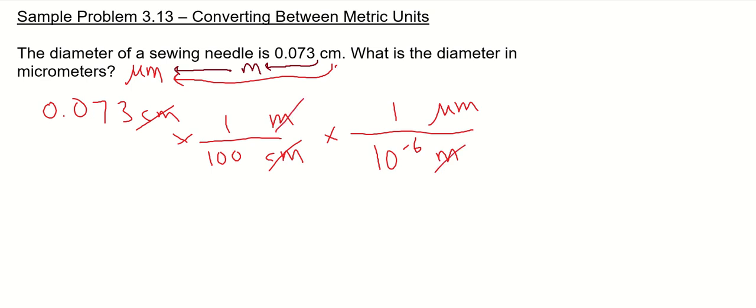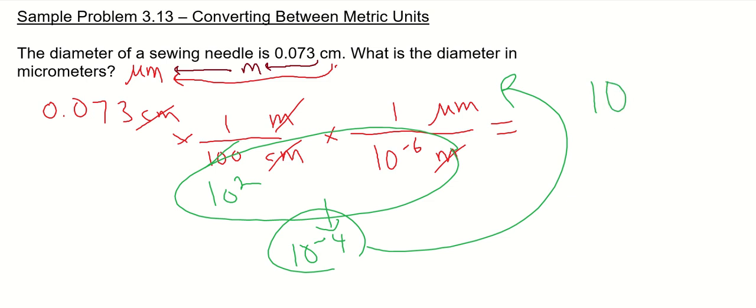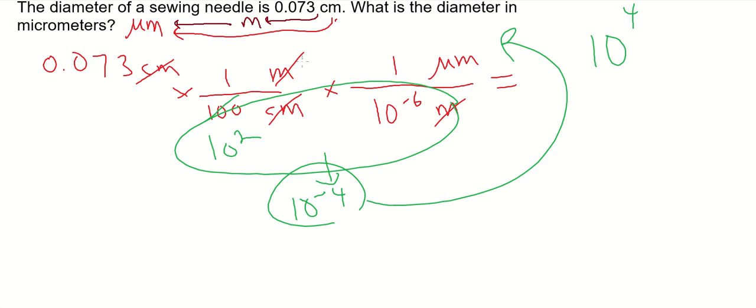So these meters cancel out. If you want to use your calculator, you can, but for me, that's 10 to the 2. I'm going to multiply because they're side by side, and then we add these exponents, which gives us negative 6 plus 2, which is negative 4. Then bring this to the top, and that's going to be 10 to the 4.